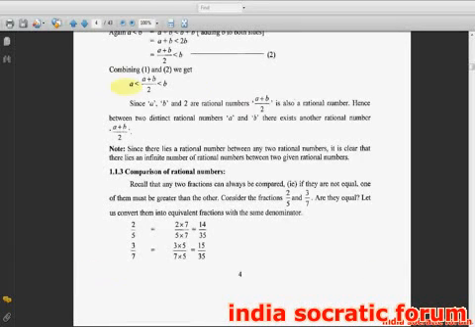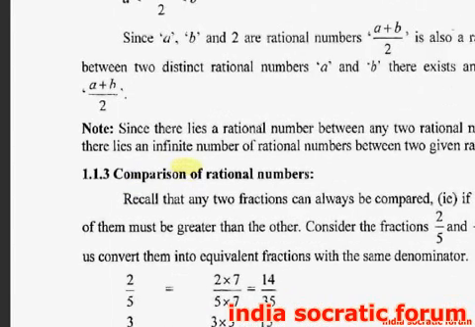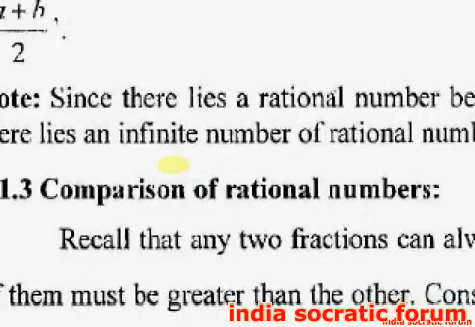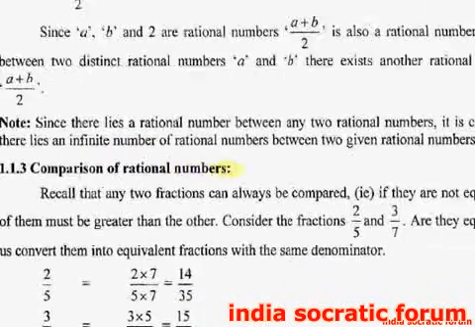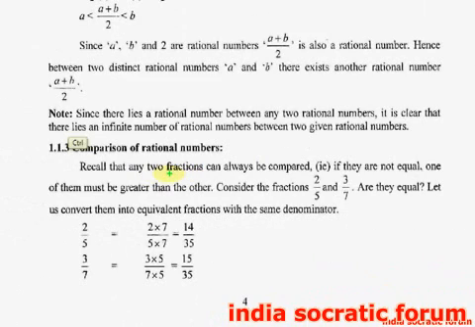Let's have another one. We know comparison of rational numbers. We can compare any two rational numbers. Remember the fractions: any two can always be compared. That was the old rule. That is, if they are not equal. If they are equal, what is there to compare? If they are not equal, one of them must be greater than the other. This is the way we compare.